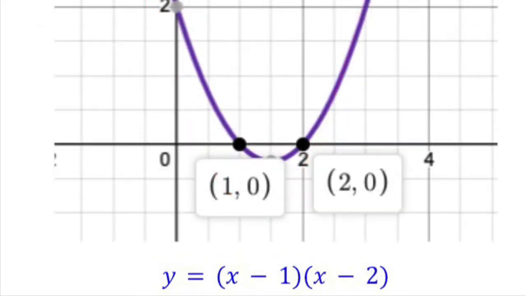Let's look at the second equation. y = (x - 1)(x - 2). In the bracket we have minus 1 and minus 2, and in the graph we see that the x-intercepts are plus 1 and plus 2. I think we're all seeing a pattern.